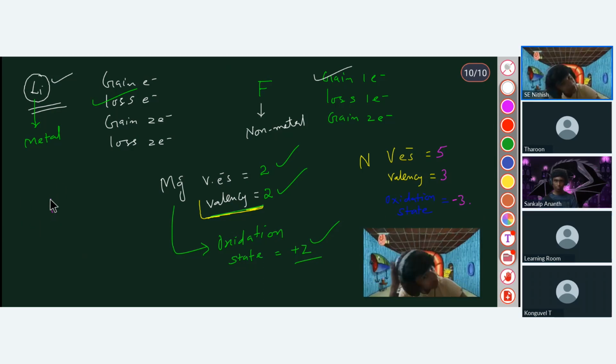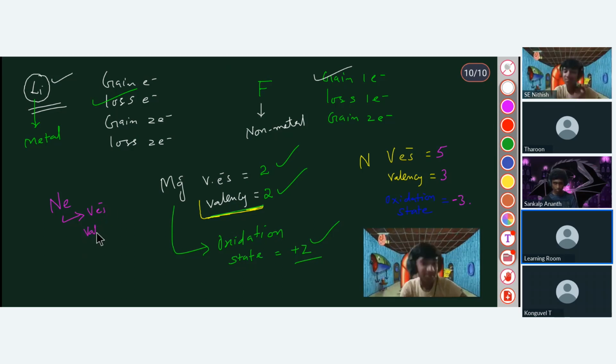Now, who else? Can you tell me about neon? Okay, tell me how many valence electrons, valency and oxidation state. Neon's valency is 0 because it's a noble gas. Valence electrons are 8, because the octet is complete, 2, 8. Oxidation state is 0.